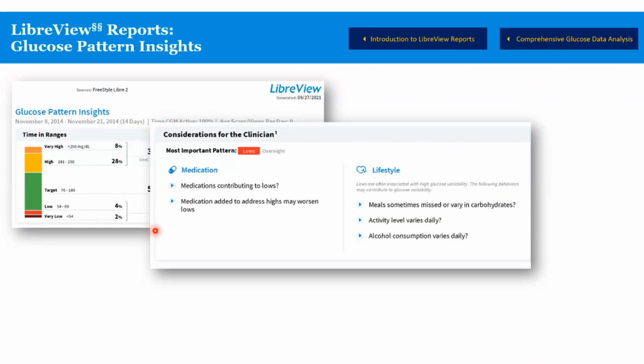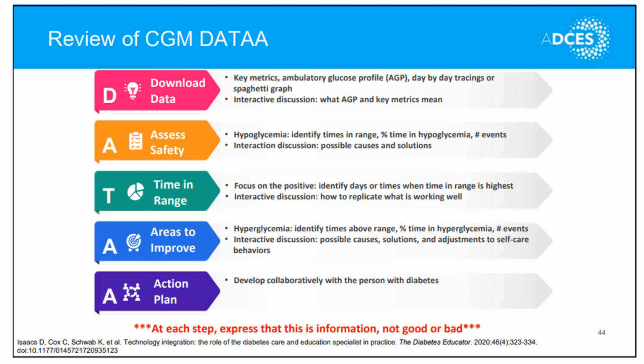This is the glucose pattern insight. This is available on the Libre system. I don't really use it, but if you were interested in using it, it pulls up patterns based on an algorithm, and then it suggests things that might be contributing to, if there's lows, is medication contributing to it? It will give you some suggestions of things that could be contributing to the readings that that patient has.